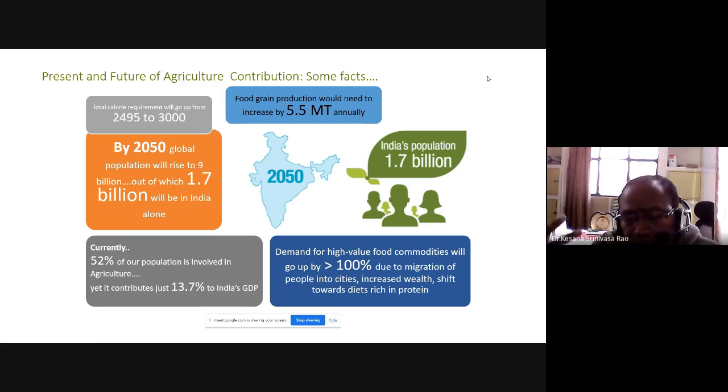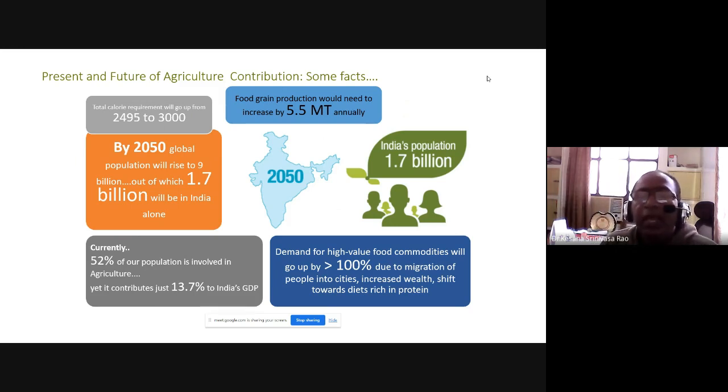So then we have to see how much production of these agriculture products can substantiate, or feed, that type of growing population. That is also one of the demand-oriented factors which we can see. Currently 52% of our population is involved in agriculture, yet it contributes just 13.7% to India's GDP.